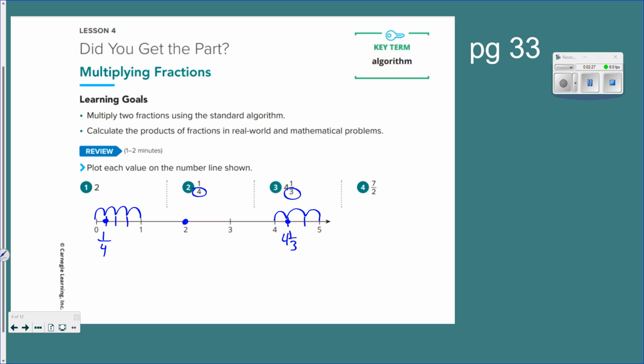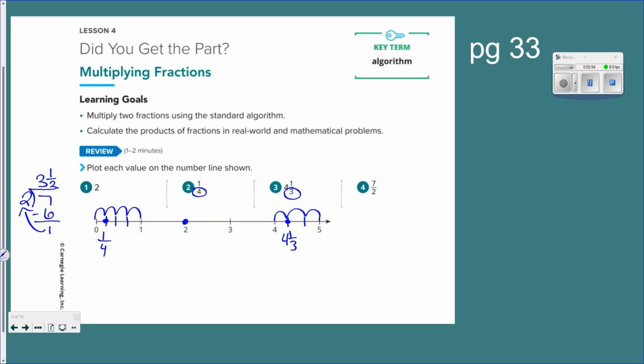And then I have 7 halves. What do you notice about this fraction? It is improper, so we have to make it a mixed number first. What do I do to do that? I see how many times 2 goes into that 7. How many times will 2 go into 7? 3 times. That's 6, leaves 1. So that means 3 and 1/2.